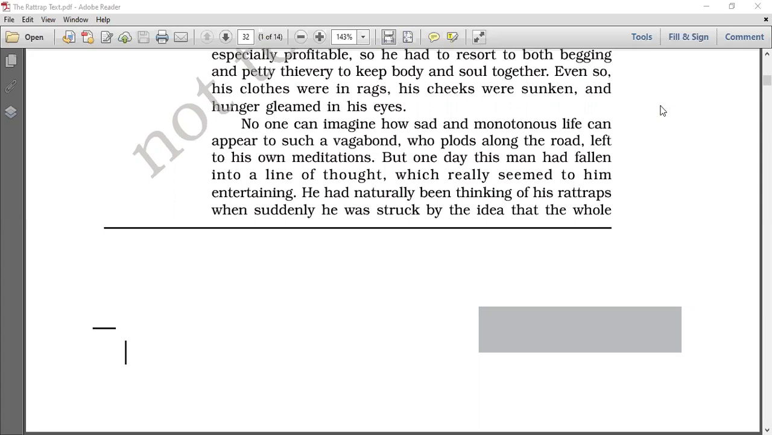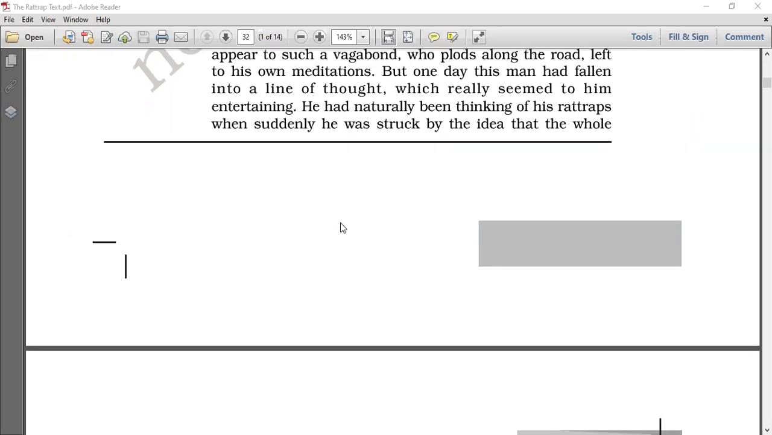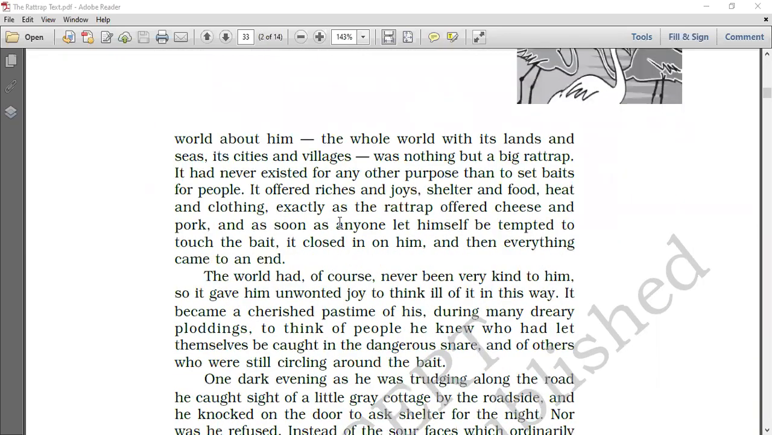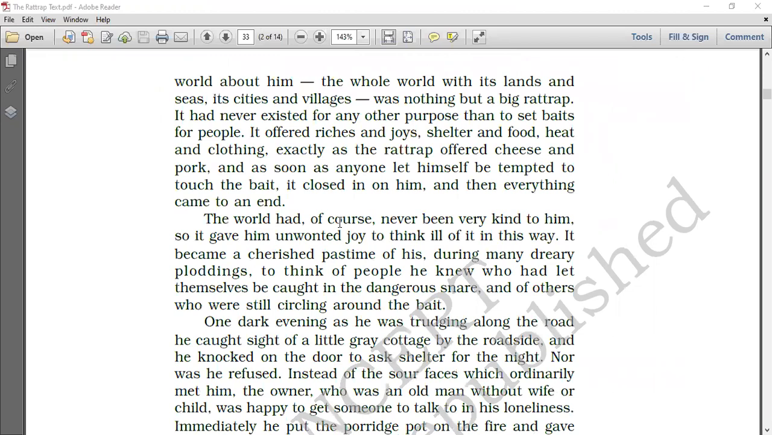So here, entertaining: he had naturally been thinking of his rat traps when suddenly he was struck by the idea that the whole world about him, the whole world, with its lands and seas, its cities and villages, was nothing but a big rat trap.